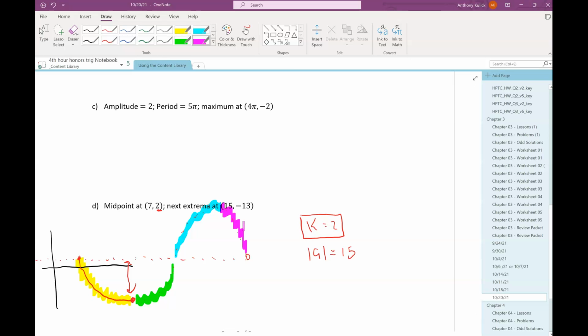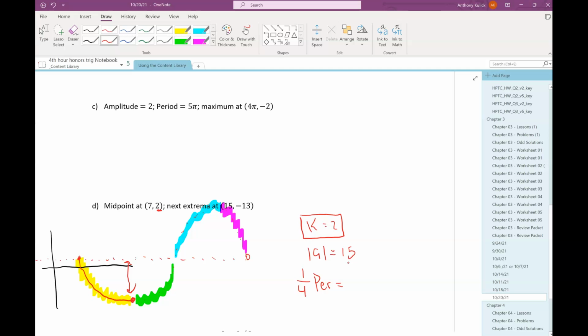Drake? Doesn't the amplitude usually deal with the y value though? Yep. So I go from 2 to -13. Oh, okay. I was looking at the... Yep. Is that okay?